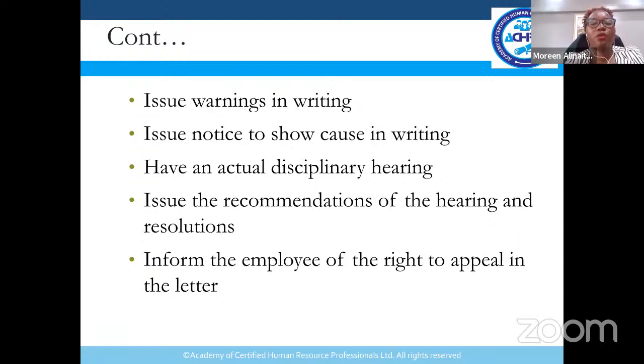Issue notice to show cause in writing. For example, if you issue a warning letter and somebody does not change, you have to tell them again in writing, give them a notice to show cause why they should not be subjected to a disciplinary hearing.